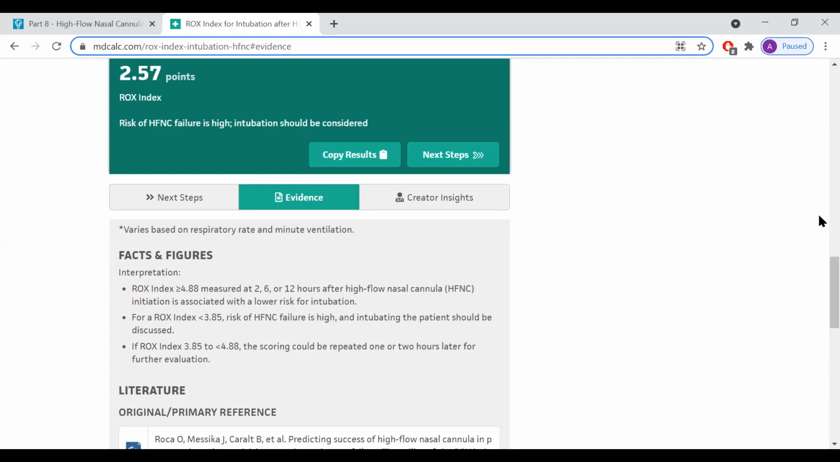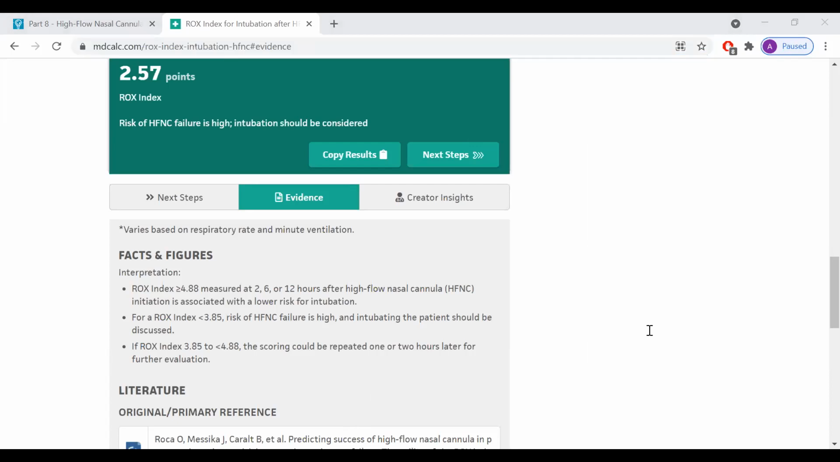Once you have ROX index below 3.85, there is high risk of failure, and you should start thinking about intubation. Once you have ROX between 3.85 and 4.88, you are not sure what to do. So you will repeat the measurement after 1 or 2 hours for further evaluation. I hope this is helpful. And you have access to the link of what you can do about that information. So this will be your measure on the success or failure of using high flow oxygen therapy.